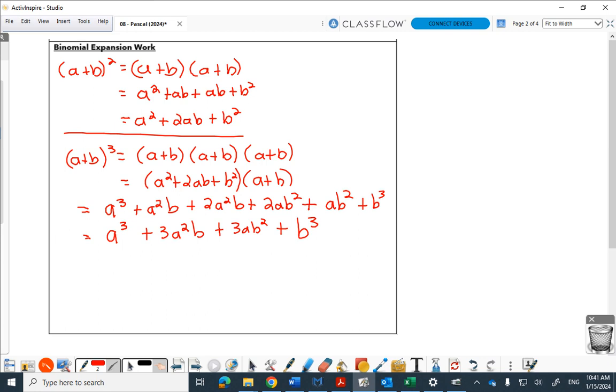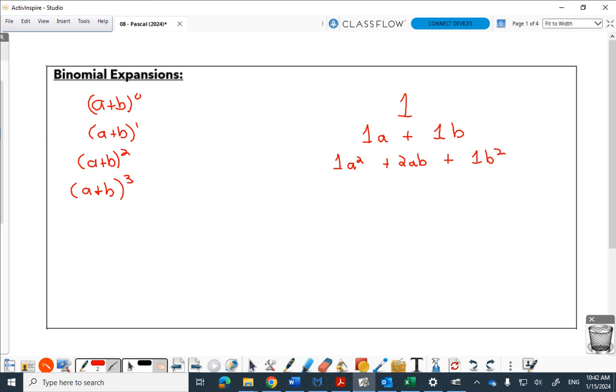I'm going to go back to the top of the page and now just write that out. This was where I was doing my work. Now I'm going to go up here and fill them in. A plus B cubed was 1A cubed plus 3A squared B plus 3AB squared plus 1B cubed. Now you might notice that I was not looking back and forth between the two pages. Somehow I knew what the terms were. It's not because I'm old.